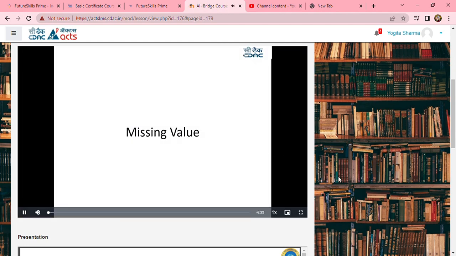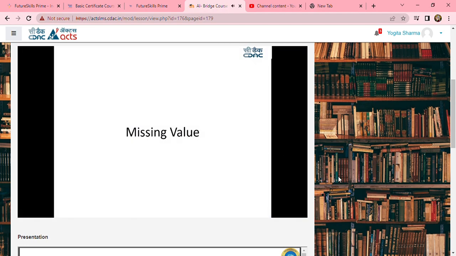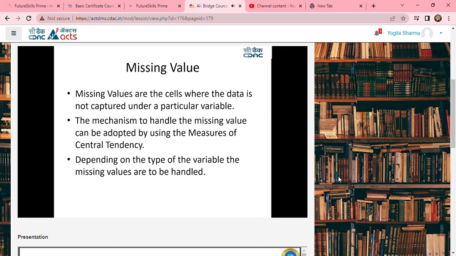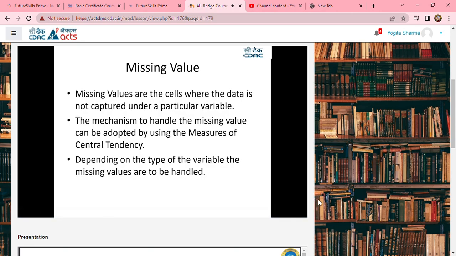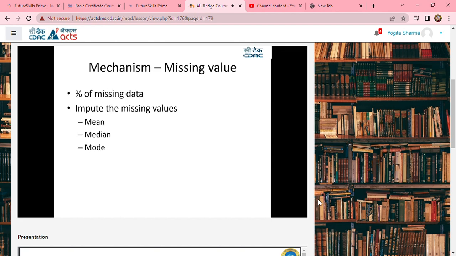Coming to the session on handling of the missing values. Missing values are the cells where the data is not being captured under a particular variable. The mechanism to handle the missing value can be adopted by using the measures of central tendency. Depending on the type of the variable, the missing variables are to be handled. Now, there is a mechanism followed to handle the missing values. Now, what do I mean by this?